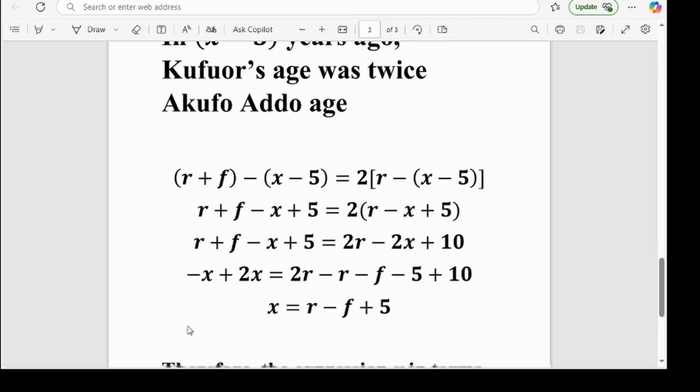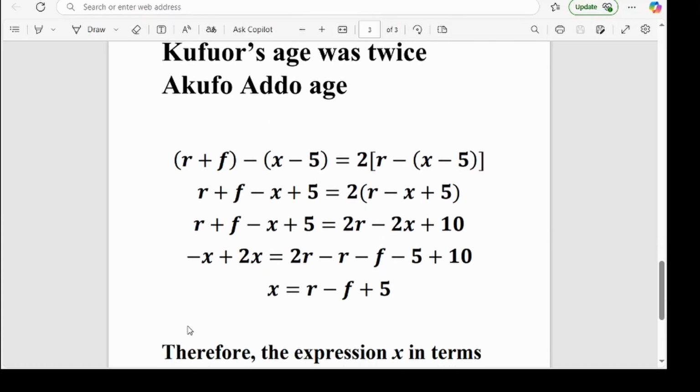So let's solve for S, right? Now we have a negative S plus 2S. So it's like you are having 2 oranges, then you lose one of the oranges, right? Eventually you'll be left with 1. So minus S plus 2S will give you an S, right? So we found the value of S. So S is a positive S, just one S.